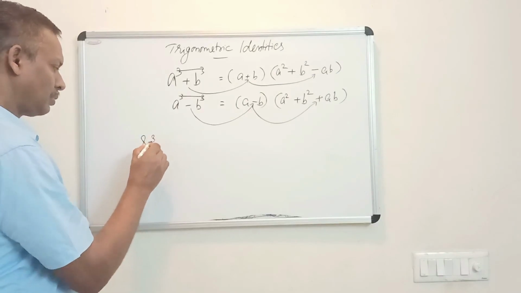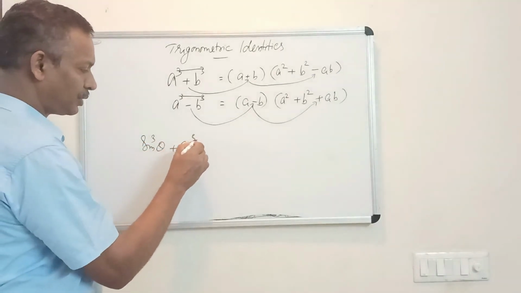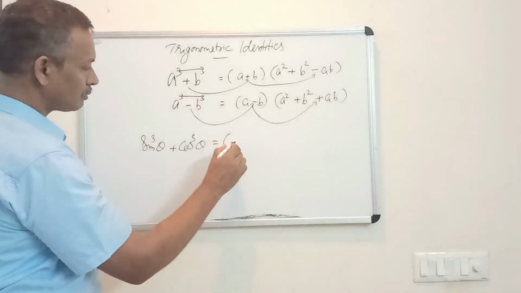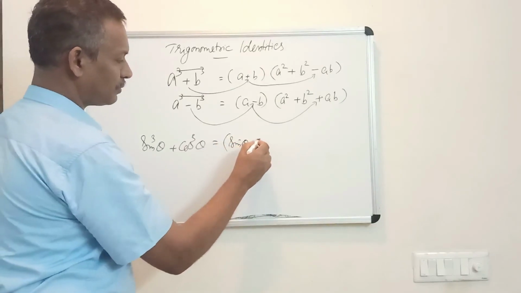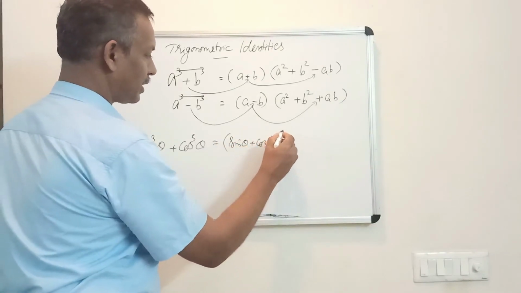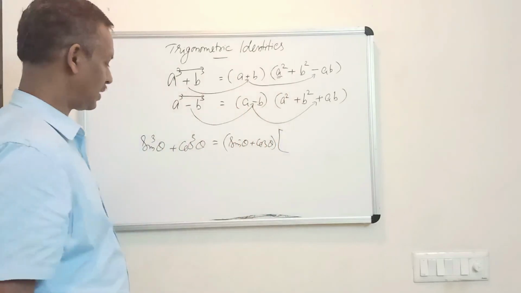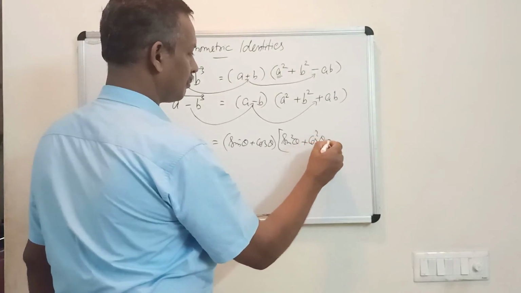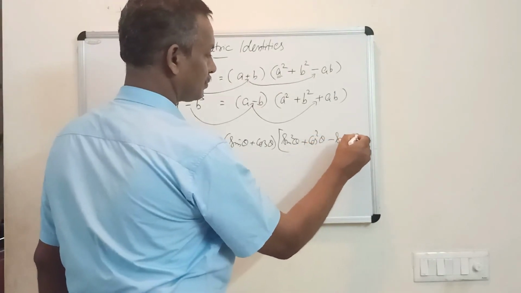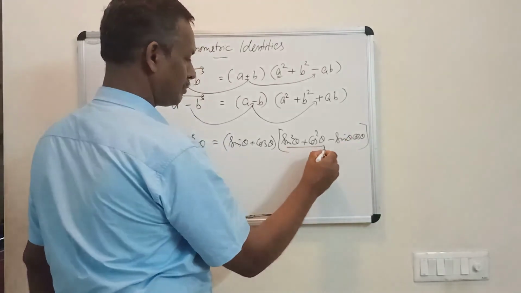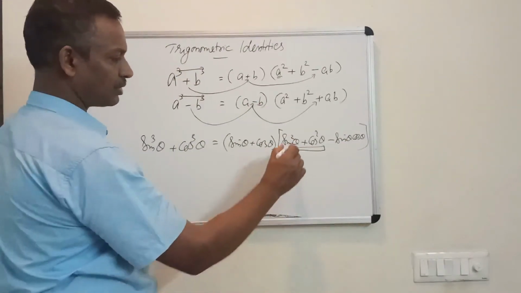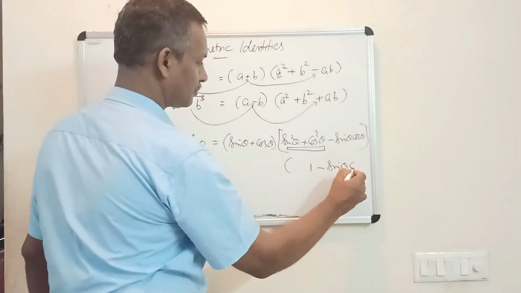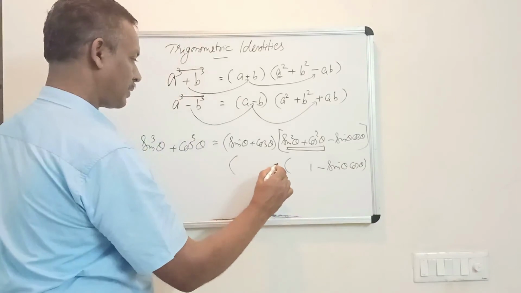If a question is like this, sine cube theta plus cos cube theta is given to you, how do you perform it? You have to write sine theta plus cos theta, and the second bracket: a square, that is sine square theta plus cos square theta, minus sine theta cos theta. And you can apply the trigonometric identity: sine square theta plus cos square theta is 1, minus sine theta cos theta. And the first bracket remains the same.